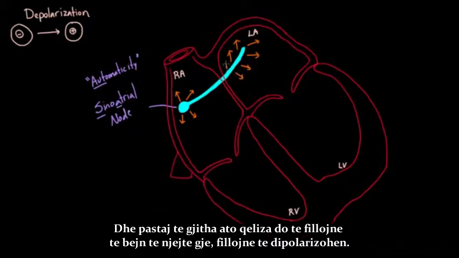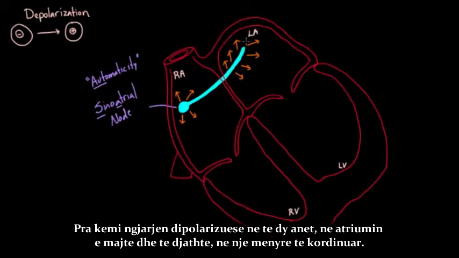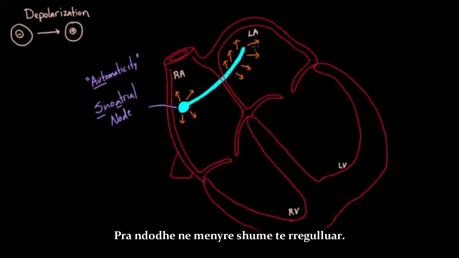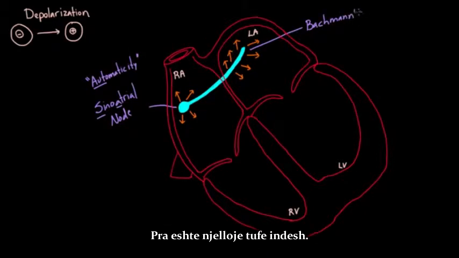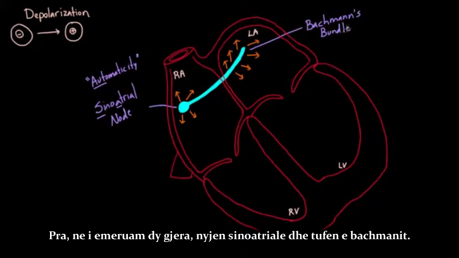They start depolarizing as well. So you get depolarization happening both in the right atrium and the left atrium in a coordinated way. So it's happening all very, very evenly. And this band or bundle is called Bachmann's Bundle. So it's like a little bundle of tissue, right? So it's called Bachmann's Bundle. So now we've named 2 things, the sinoatrial node and Bachmann's Bundle.